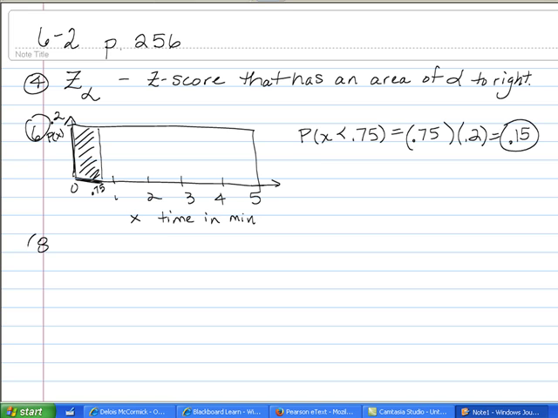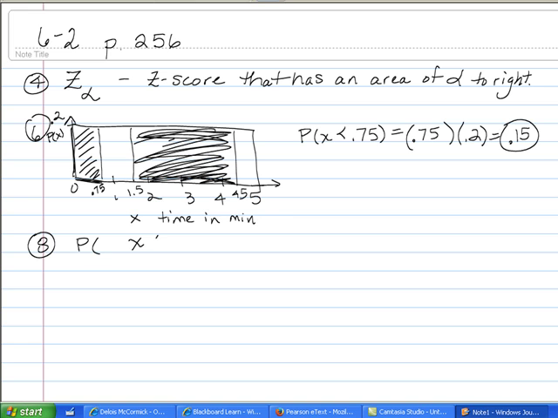And number 8, between 1.5 and 4.5 minutes, so I'm just going to use the same drawing again. So 5, and 4.5, 1.5. So that's going to be 3 units, 3 units times 0.2, which would be 0.6.